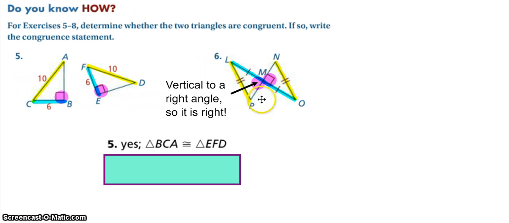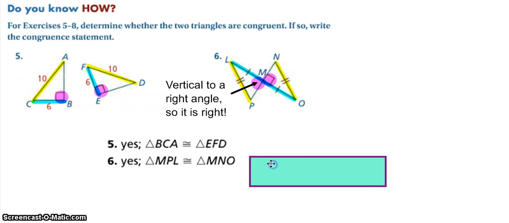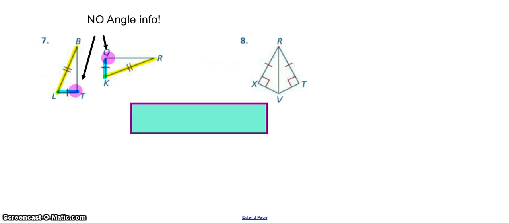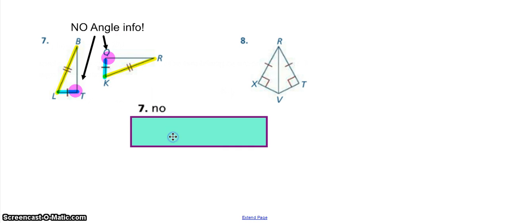The one unknown thing in 6 is what this angle, angle LMP, is. And because that angle is vertical to the right angle, we know that it also must be a right angle, and therefore my triangles are congruent. Don't fall into the trap on number 7. We have congruent hypotenuses, congruent legs, but what we don't have is any information about the angles. So since we have no angle information, these triangles are not able to be proven congruent.